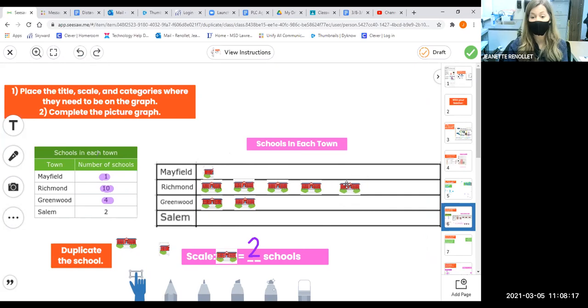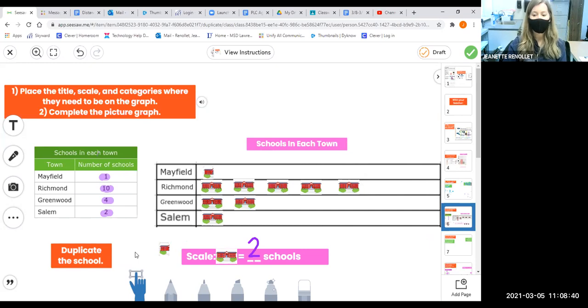Yesterday, we talked about how we don't want to confuse others. If your graph is hard to read, they don't understand the data. Last one, finish it up with me. Salem has 2 schools in the town. I can put one whole picture to show 2 schools.